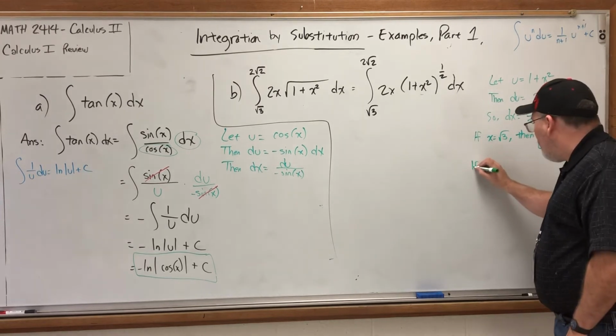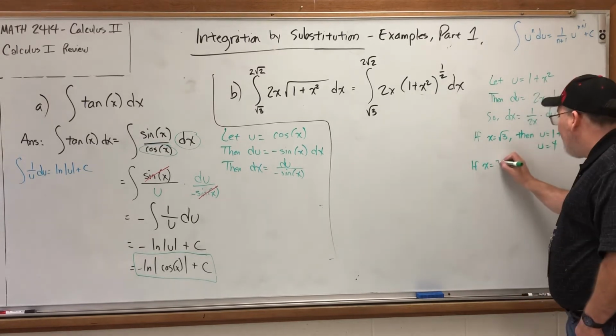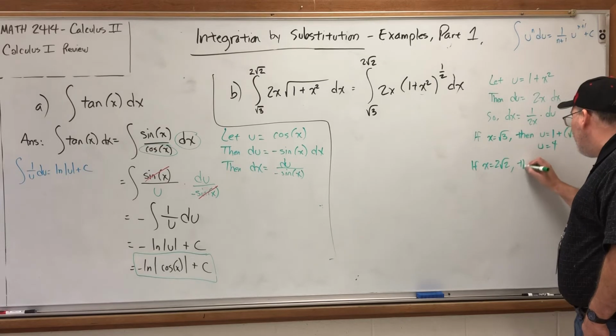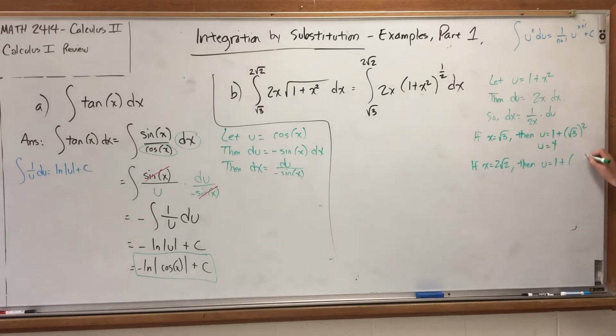And for the upper limit of integration, I meant to do that one first. If x equals 2 times the square root of 2, then what does u equal? Well, let me substitute 2 times the square root of 2 for x in my substitution. This one you have to be a little bit more careful because you're squaring two things. 2 squared is 4. The square root of 2 squared is 2. So we get 4 times 2 is 8. 8 plus 1 is 9.